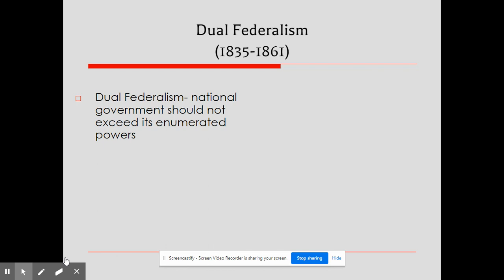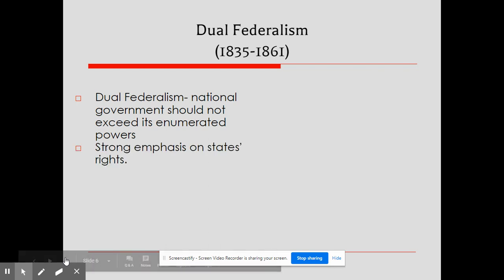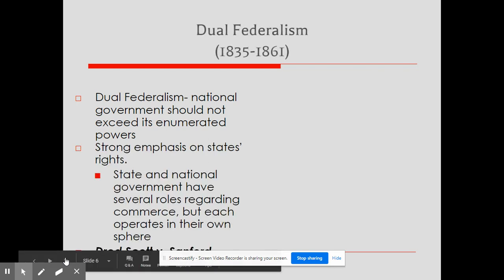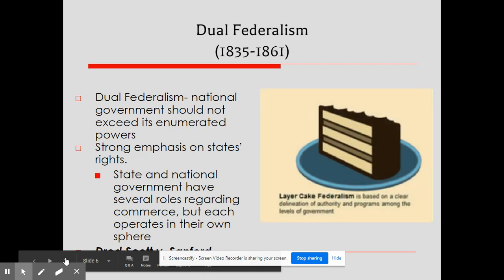So first of all, what is this idea of dual federalism? I'm just going to go ahead and put everything up here on the screen for you guys. Dual federalism is also known as layer cake federalism. It is this idea that the national government is trying to operate in a very limited sphere. They have certain enumerated powers that they're supposed to do, and Congress really should not be overstepping those boundaries, nor should the president, but it's really mostly about Congress at this point.